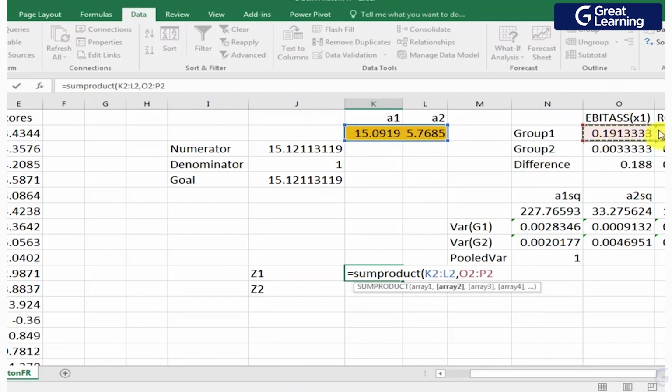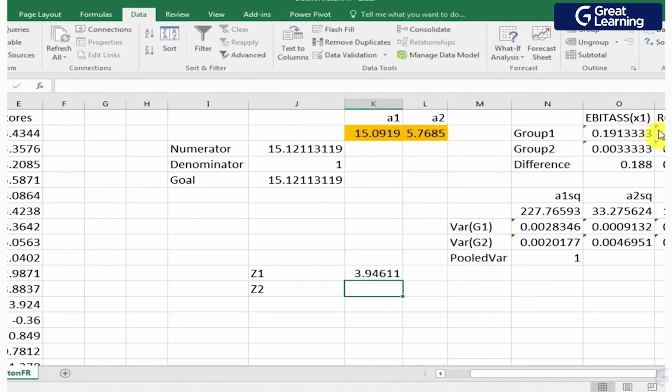Group 1. This is the score for the group 1 mean. Correct? Multiply 15.0919 into 0.191, 5.76 into 0.1835, which is my Z1 score. Yes or no? Now, what is my Z2 score?